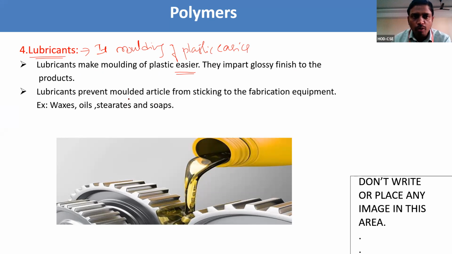Lubricants prevent the molded article from sticking to fabrication equipment. Examples: waxes, oils, stearates, soaps, etc. are used as lubricants. They make molding of plastics easier, impart a glossy finish to the product, and prevent a molded article from sticking to fabrication equipment.